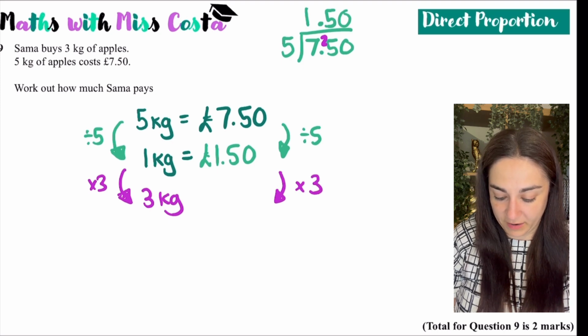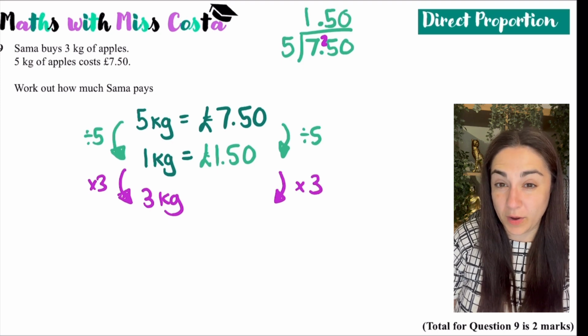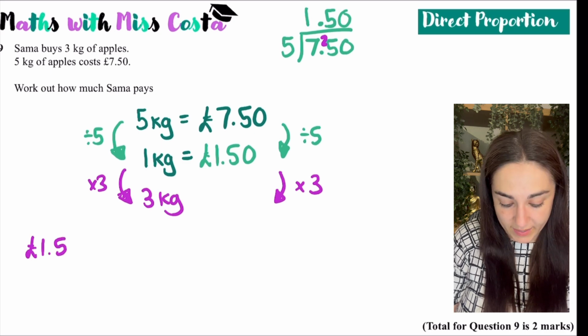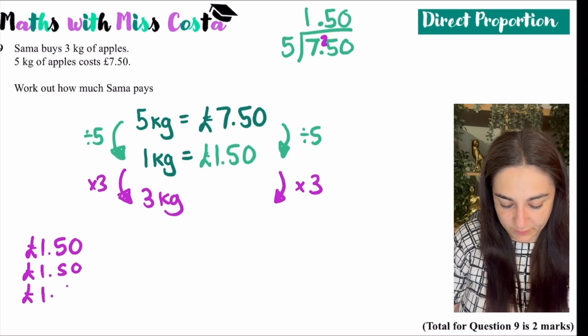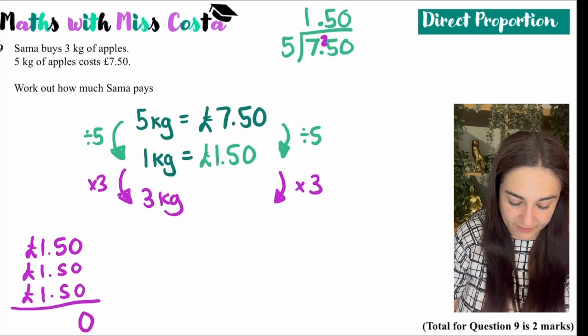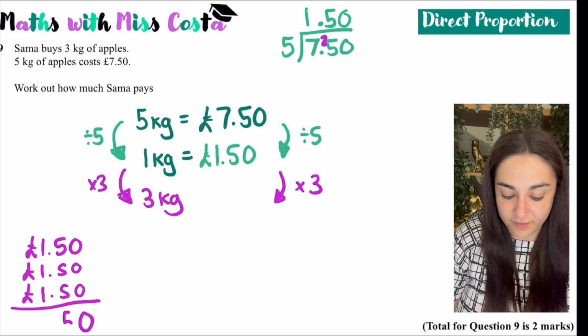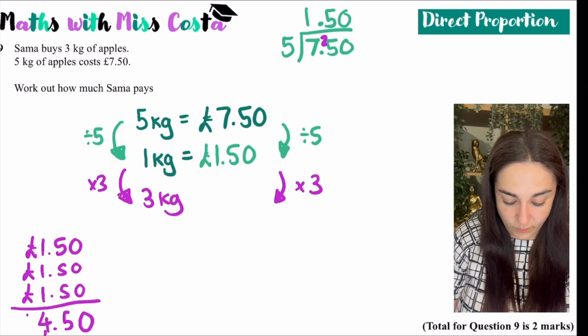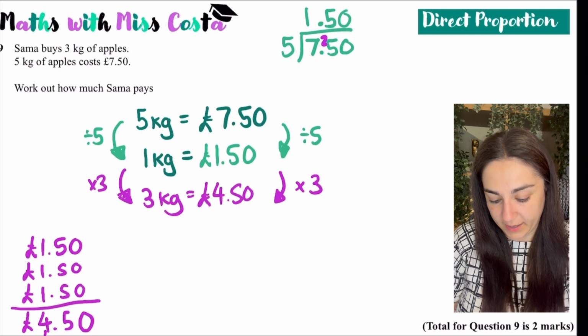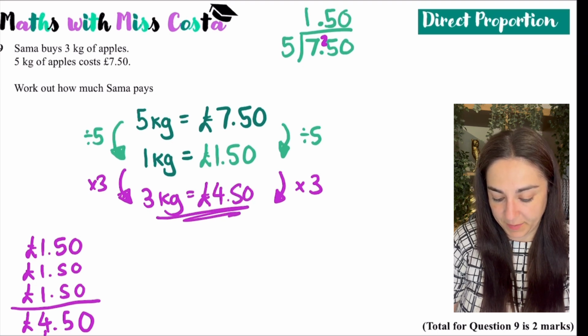And I'm going to do £1.50 times 3. So you might be able to do that in your head. If not, probably the best way here, because we're dealing with money, would just be to do repeated addition. So we've got 0 plus 0 plus 0 is 0. 5 plus 5 is 10, plus 5 is 15. So I carry the 1. 1 plus 1 plus 1 plus 1 is 4. So that would be £4.50 that Summer pays.